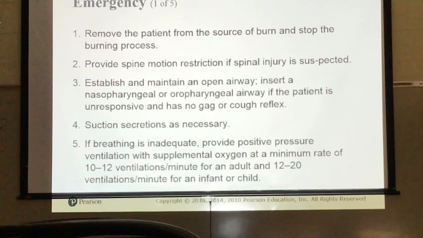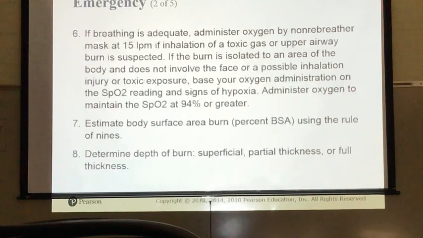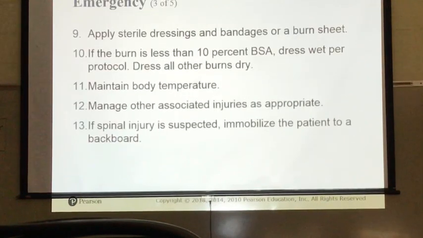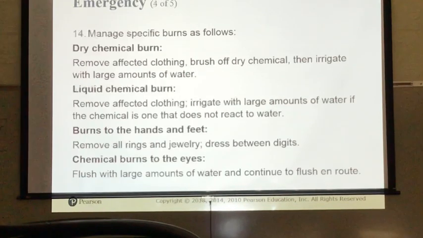Remove the patient, provide spinal motion restriction, open and maintain an airway, insert an NPA, OPA if needed. Bag them, put them on high flow O2, suction secretions. Estimate the body surface area using the rule of 9s or the palm. Determine the depth: first degree, second degree, third degree. Apply sterile dressings, bandages, or a burn sheet if the burn is less than 10%. Dress wet per protocol. Maintain their body temperature. Manage other associated injuries. If spinal injury is suspected, please immobilize them.